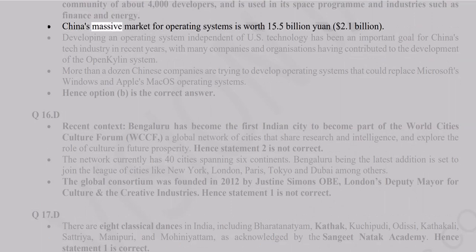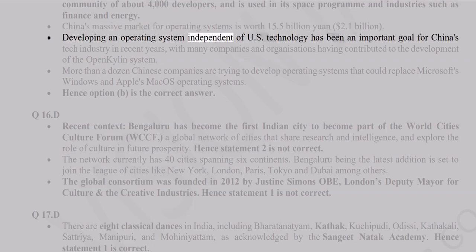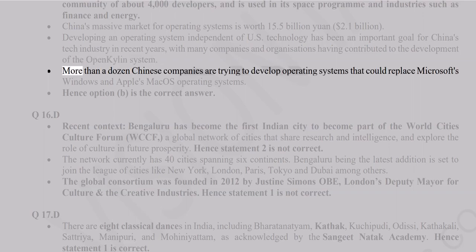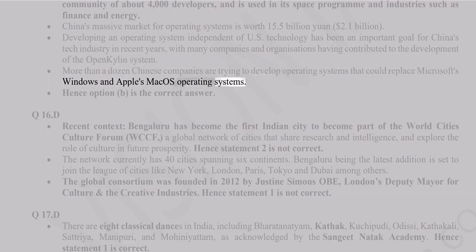China's massive market for operating systems is worth 15.5 billion yuan, $2.1 billion. Developing an operating system independent of US technology has been an important goal for China's tech industry in recent years, with many companies and organizations having contributed to the development of the OpenKylin system. More than a dozen Chinese companies are trying to develop operating systems that could replace Microsoft's Windows and Apple's macOS operating systems. Hence option B is the correct answer.